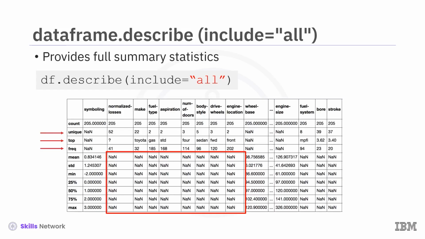Another method you can use to check your dataset is the dataframe.info function. This function shows the top 30 rows and bottom 30 rows of the data frame.